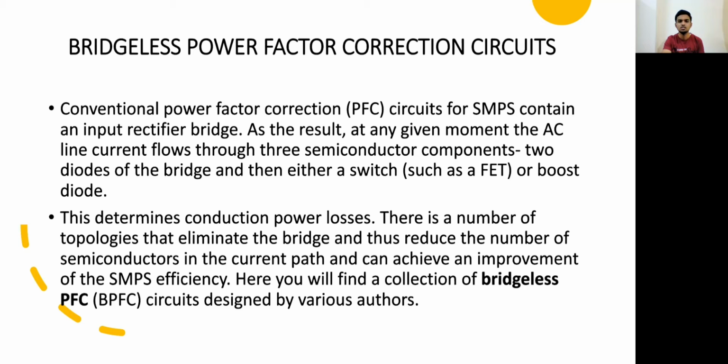Conventional power factor correction circuits for SMPS contain an input rectifier bridge. As a result, at any given moment, the AC line current flows through three semiconductor components: two diodes of the bridge, and then either a switch such as a FET or a boost diode. This determines conduction power losses.